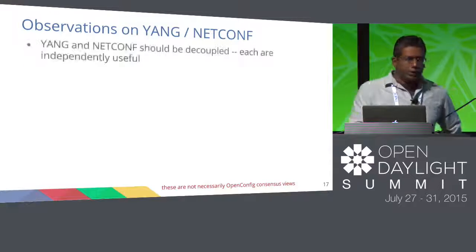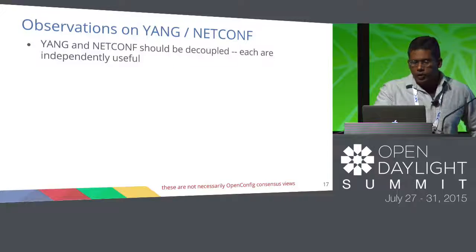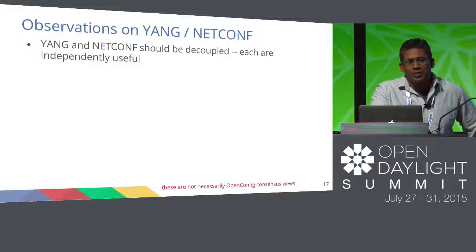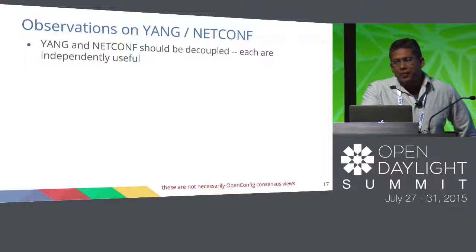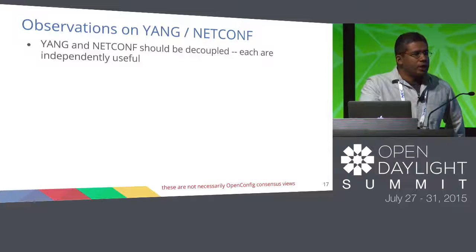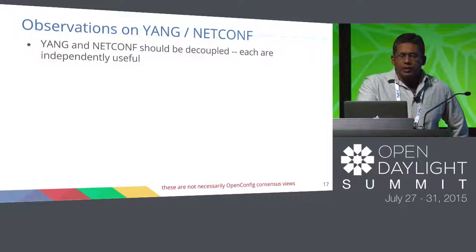So just a few observations. My footnote on this slide is that these are my own views. They're not necessarily consensus views inside OpenConfig, but I will go out on a limb and say that there's a lot of general agreement with some of these. The first is that Yang and netconf should be decoupled, right? They're both independently useful things, and they have been a little bit tied together, which has made some things complicated.